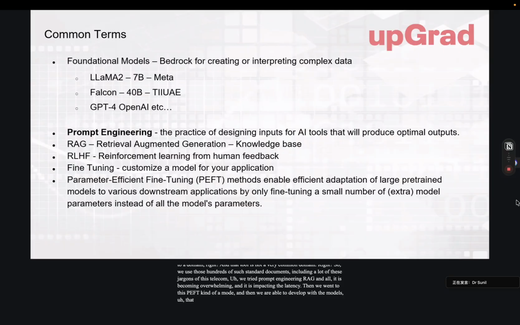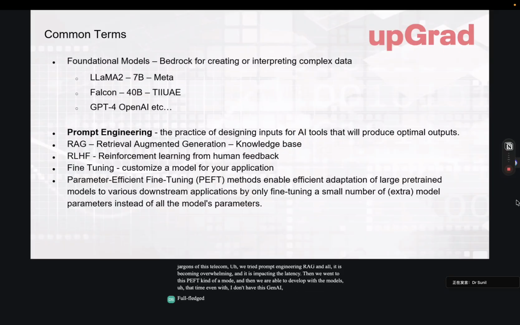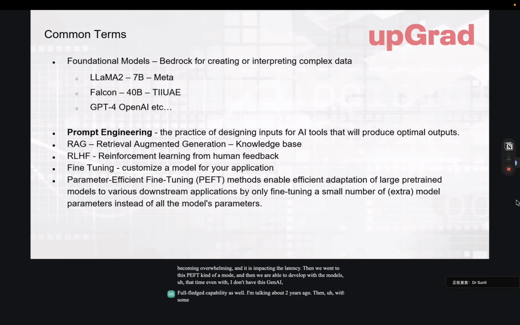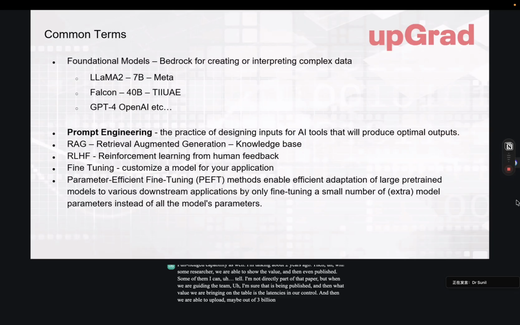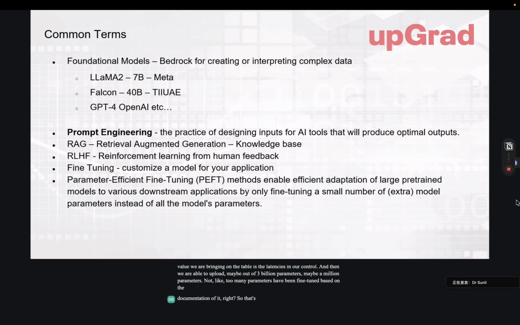That time, I didn't have full-fledged Gen AI capability as well. I'm talking about 2 years ago. Then, with some researchers, we were able to show the value and even publish. I'm not directly part of that paper, but we were guiding the team, and I'm sure that is published. And the value we are bringing to the table is that latency is in our control. And out of 3 billion parameters, maybe a million parameters were fine-tuned based on the documentation. It's not like too many parameters have been fine-tuned. So that's the example I can give.